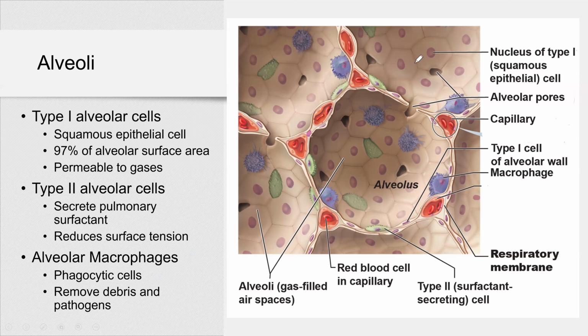Right, so that's a beautiful picture. I really like it. Shows nicely. You can see the capillary right there with red blood cells and how close they are to the wall of the alveoli. You can see macrophages here, right? You can see type 2 alveolar cells shown here in green.